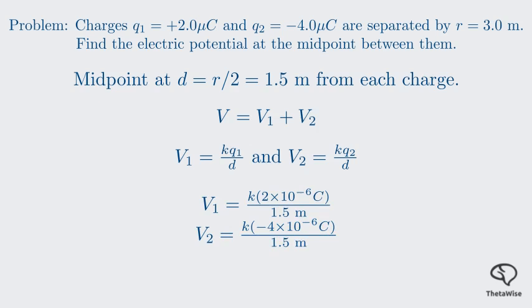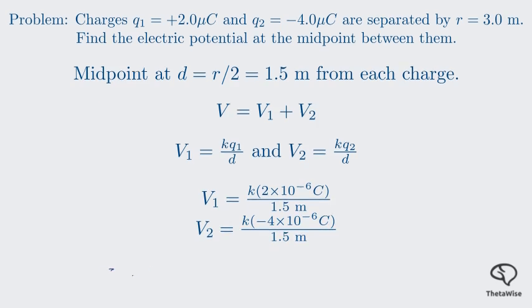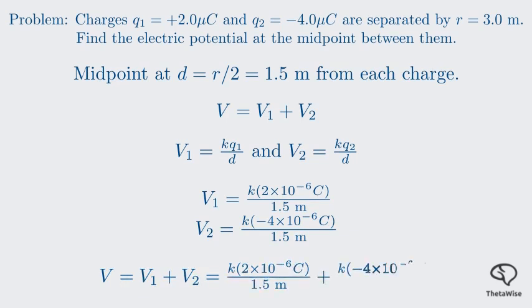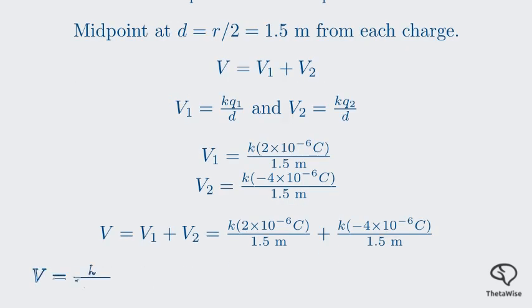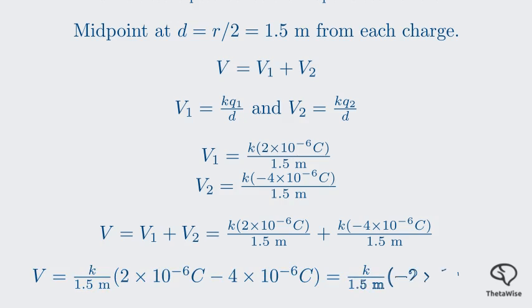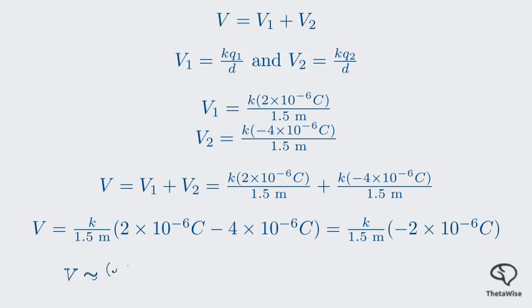Notice the negative sign for Q2 is included in the calculation. To find the total potential, we add these two values. V equals V1 plus V2. We can factor out the common terms K and 1.5 meters. We are left with K over 1.5, multiplied by the sum of the charges. The sum of the charges is 2 minus 4, which is negative 2 microcoulombs. So V equals K times negative 2 microcoulombs, all divided by 1.5 meters. Plugging in K, we get 8.99 times 10 to the 9th, times negative 2 times 10 to the negative 6th, divided by 1.5.